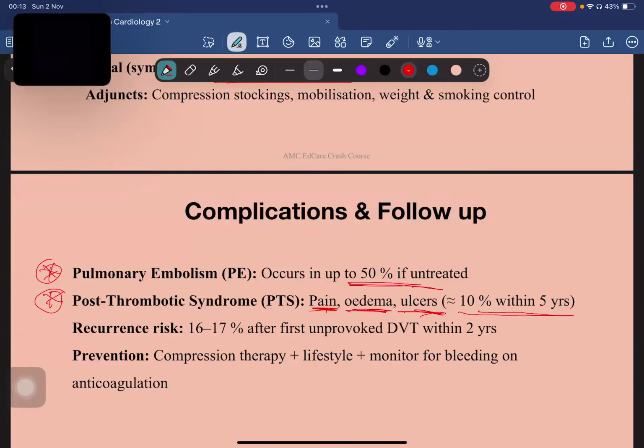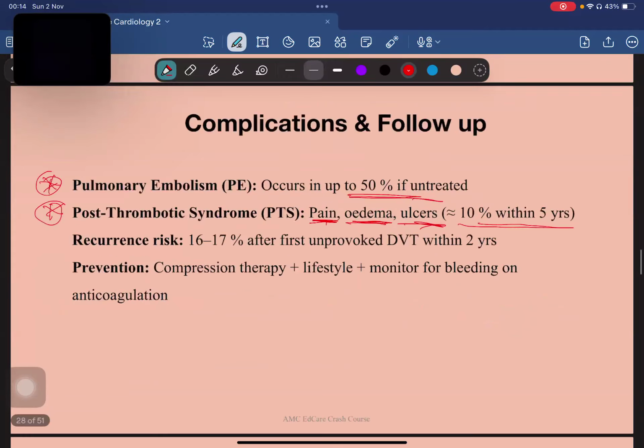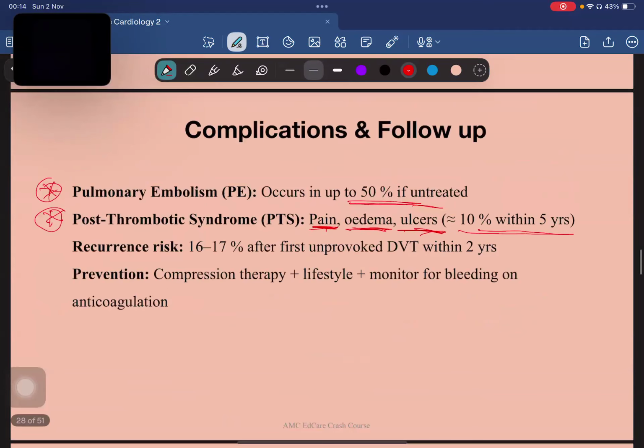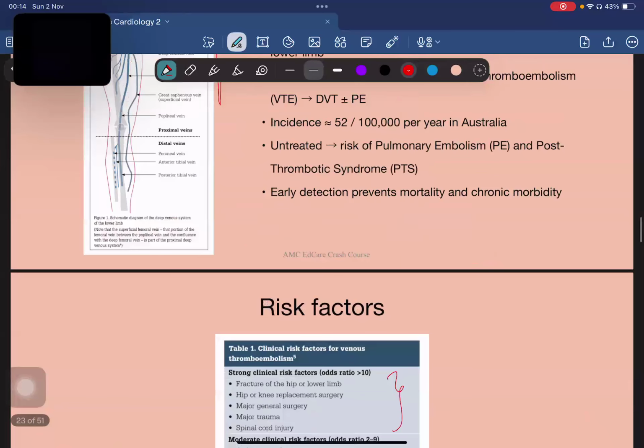So, like we just discussed before, the prevention could be compression therapy, lifestyle modifications like follow-up, weight control, monitoring for bleeding on anticoagulation, screening for underlying malignancies if the DVT is idiopathic. So those are some of the things that you could do as prevention. It's always good to know some preventive measures when it comes to DVT. So yes, that should cover the main points of DVT from the guidelines.